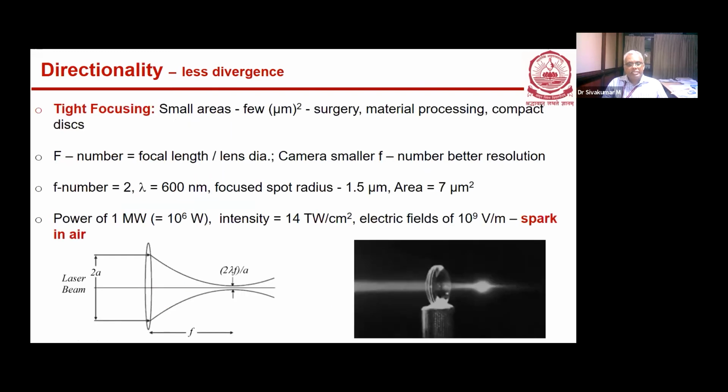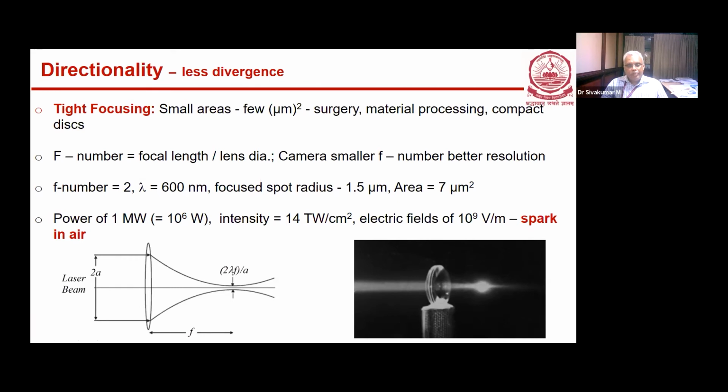Because it is highly directional, it can be focused. If you see this, with a proper F number, you can focus this laser, and this is actually a photograph of that laser focused by a lens. You can see that there is a spark produced in air because the air molecules are ionized, because at the focus spot, the electric field is of 10 raised to 9 volt per meter. You can understand how intense it is because of this directionality. So this is another property. This can be useful for materials processing and other applications.